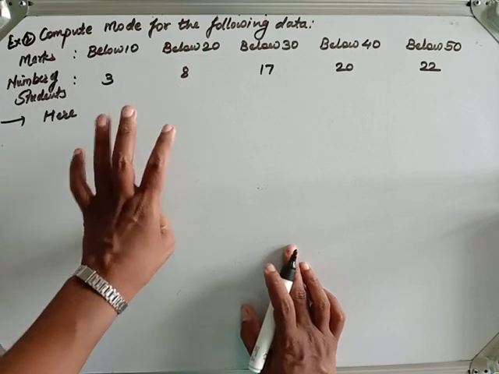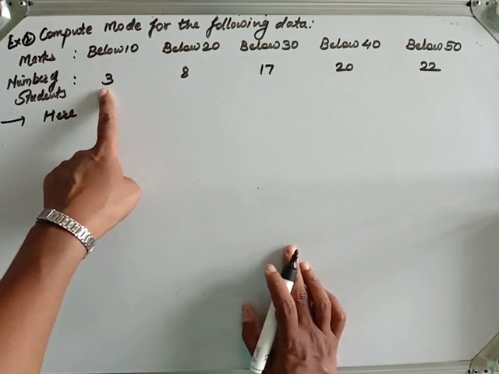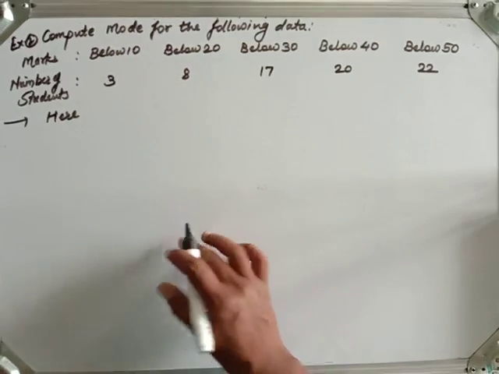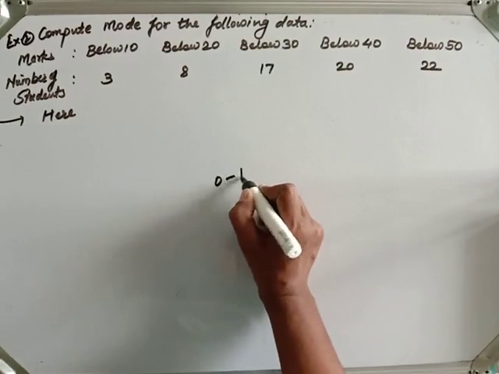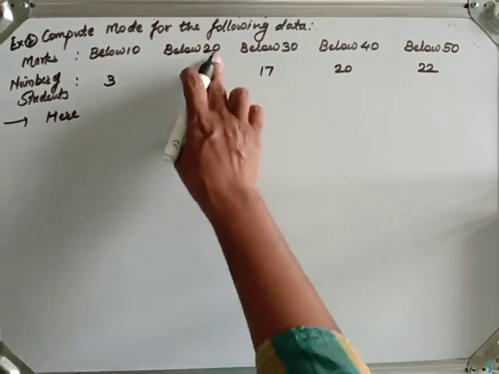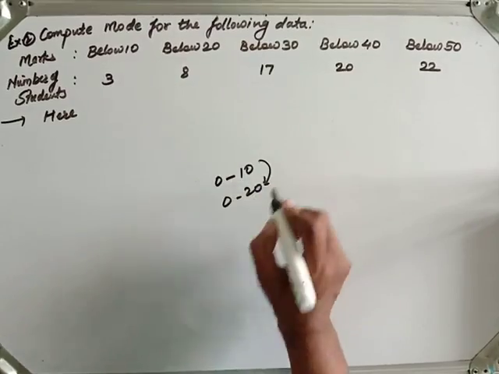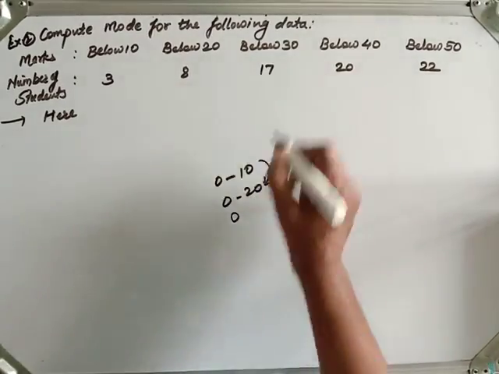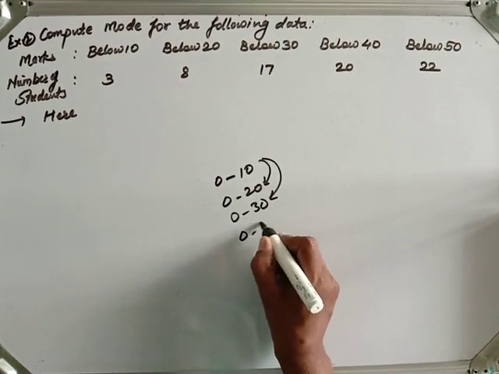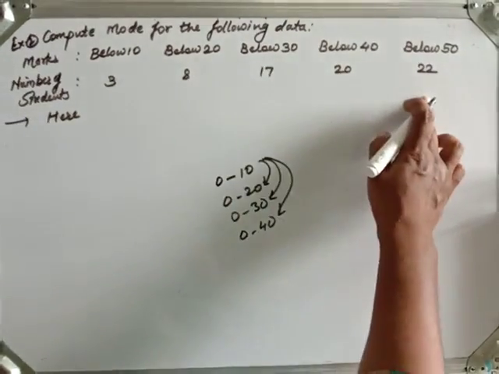If you look carefully, below 20, this 8 should include this value also or not? Yes, it includes. Below 10 means 0 to 10, since marks are never negative. But when we say below 20, it is from 0 to 20, so these are also included in that. Below 30 is from 0 to 30, so that is also included. Below 40 is as such. So these values are nothing but the cumulative frequencies.